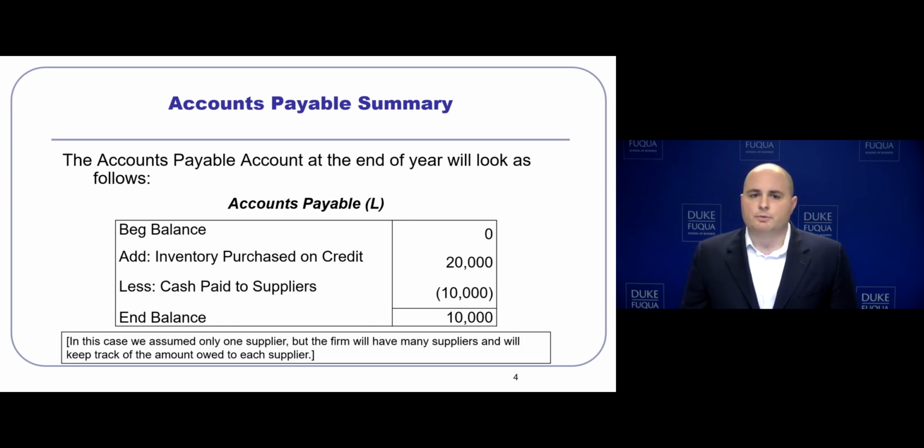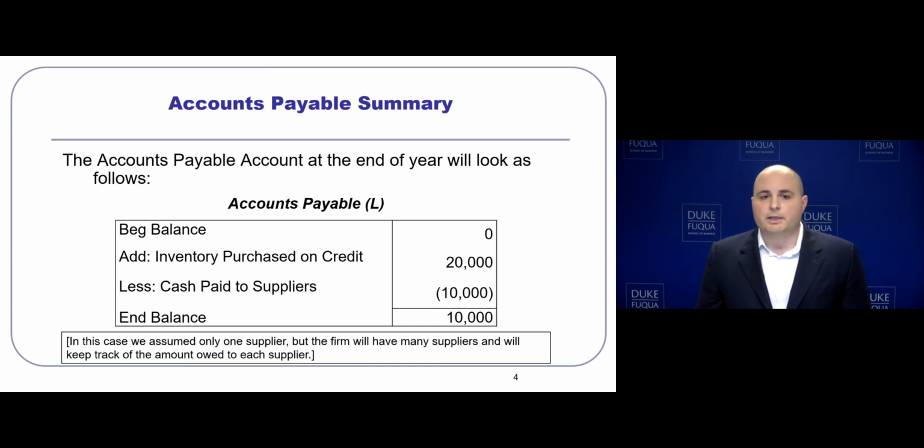This was a simple example. We had only one supplier. You can think of a situation where a firm will have many suppliers, and similar to the accounts receivable video, we will have to keep track of each supplier individually.